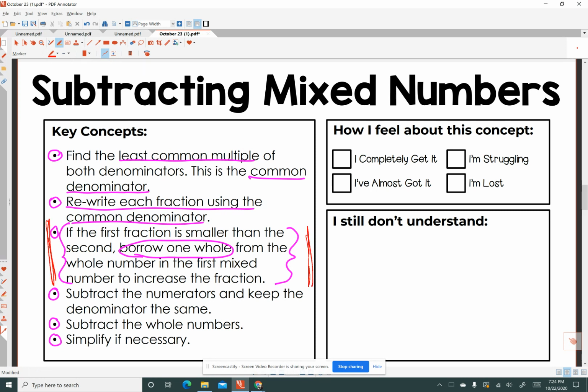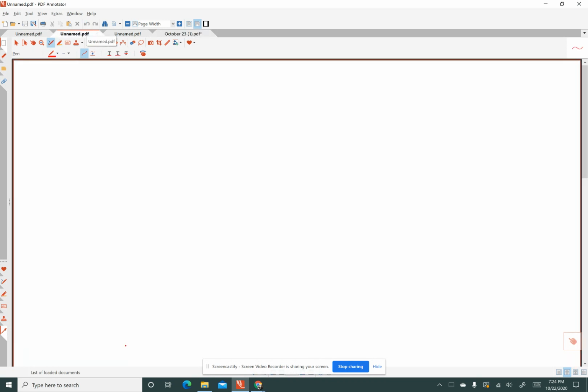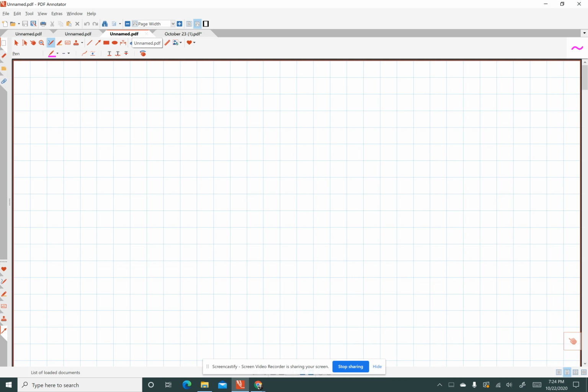So I'm going to take us to another page, and we're going to work on some problems. So here we have our blank page. I think I'll use this one with the graph. I think that'll be better for our purposes. So let's start with 5 and 11/12 minus 3 and 9/10.